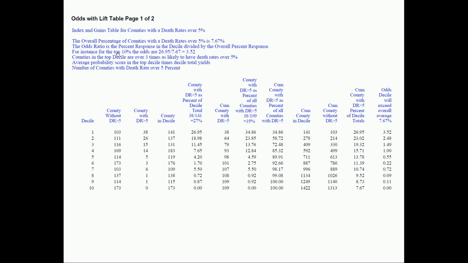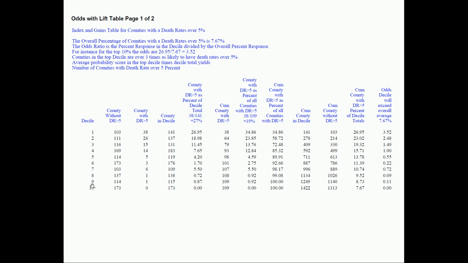So we start out, again, keep in the back of your mind that the overall county fatality rate is about 7.67%. 7.67% of the counties had a death rate over 5%. And let's look at some of these columns.